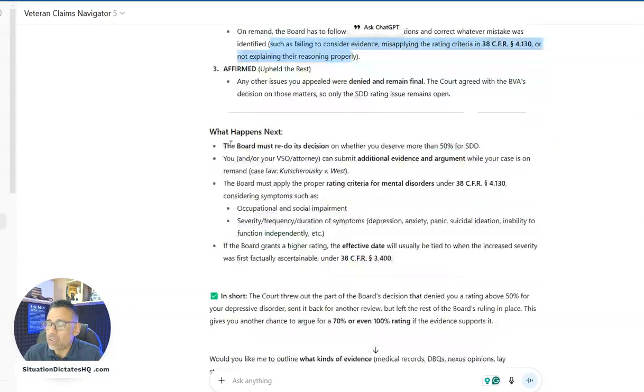So here is what happens next. The Board must redo its decision on whether the veteran deserves more than 50%. Okay. Now this is where it's time to be working with somebody who knows what they're doing, who can submit additional evidence and argument while the case is on remand, right? So the Board must apply the proper rating criteria for mental disorders under 38 CFR 4.130, considering symptoms such as, and this is really important, occupational and social impairment, severity, frequency, and duration of symptoms, right?